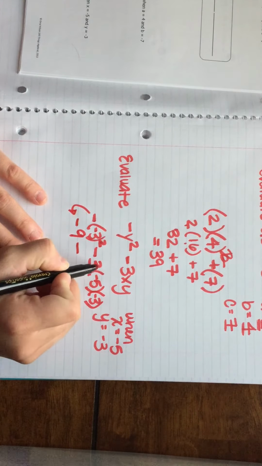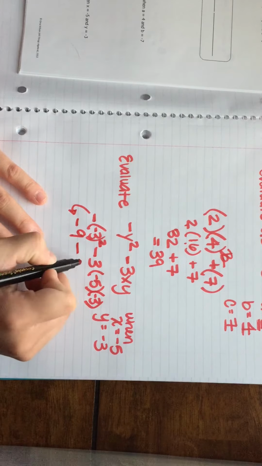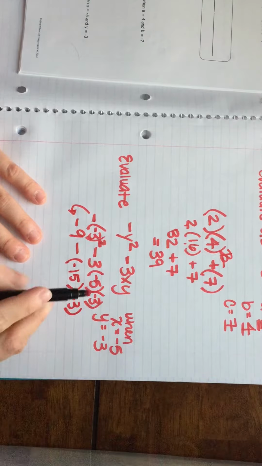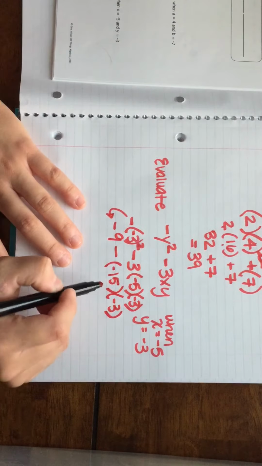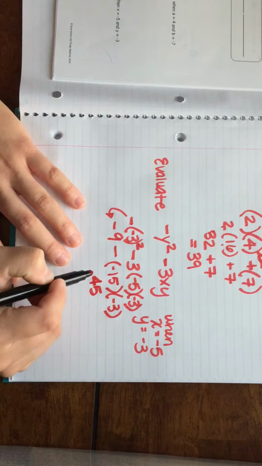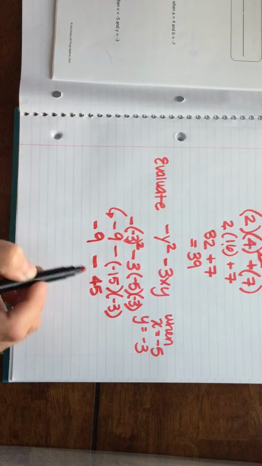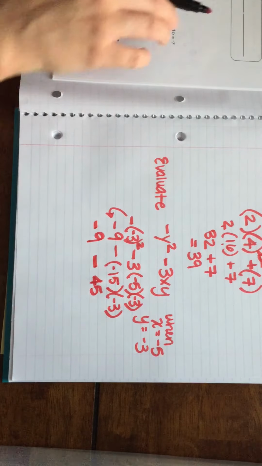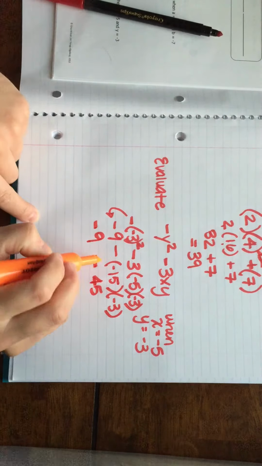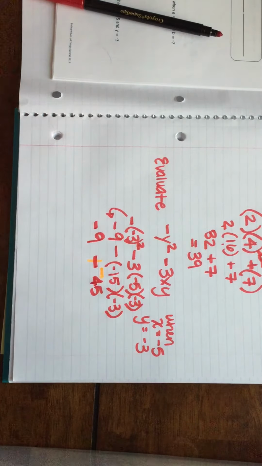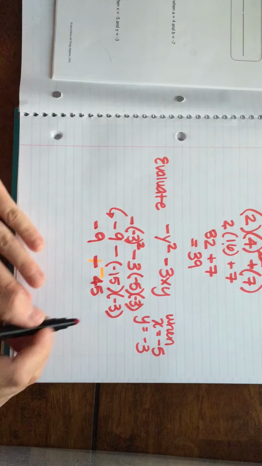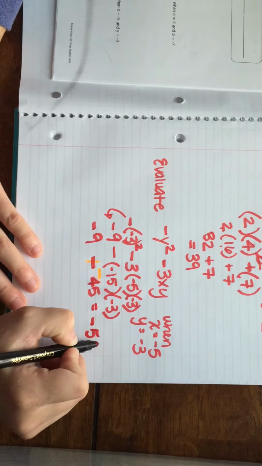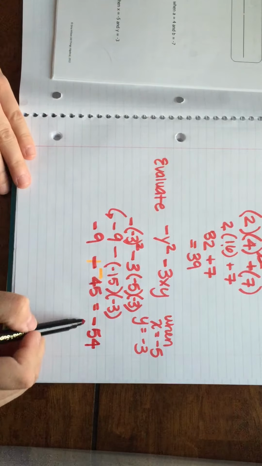Minus, I have 3 times negative 5, which is negative 15, times negative 3. A negative times a negative is a positive, so I will get a positive 45. And now we are subtracting. Negative 9 minus 45 is the same as saying plus a negative. So negative 9 plus negative 45 equals negative 54. And that is our answer.